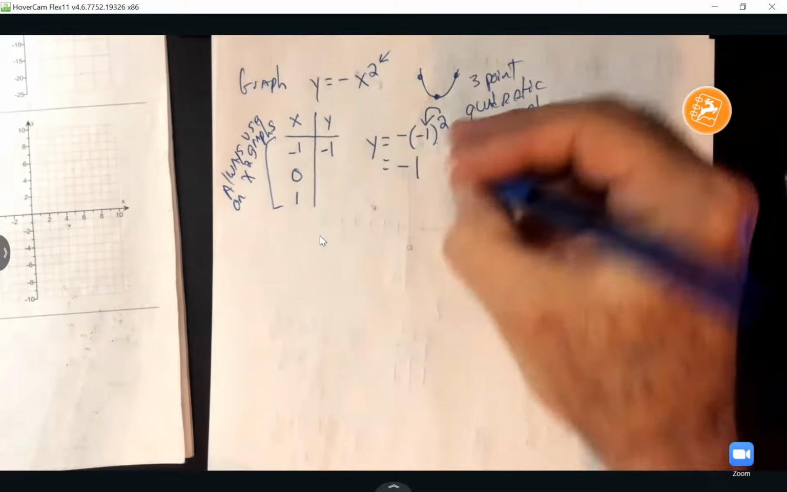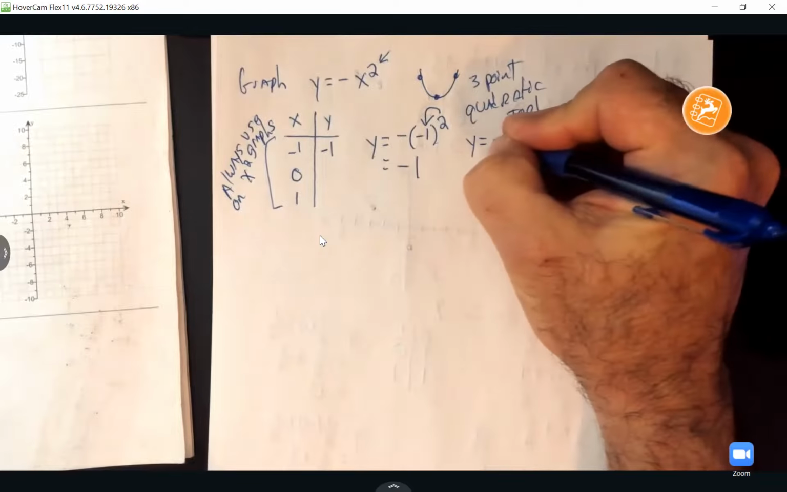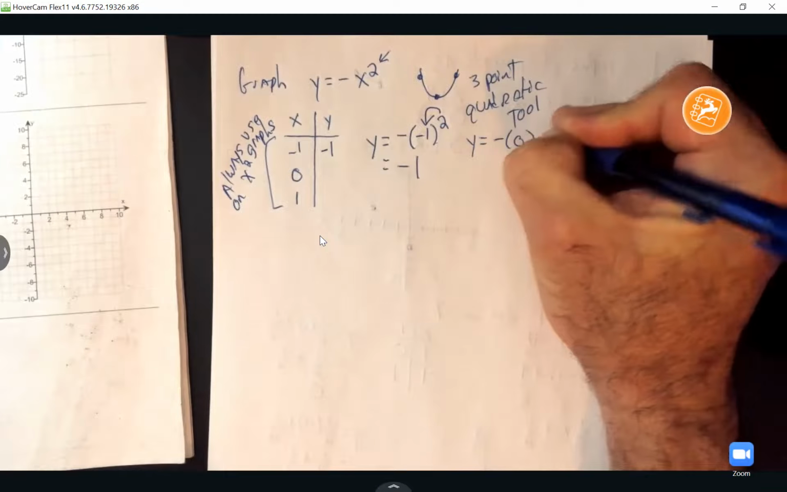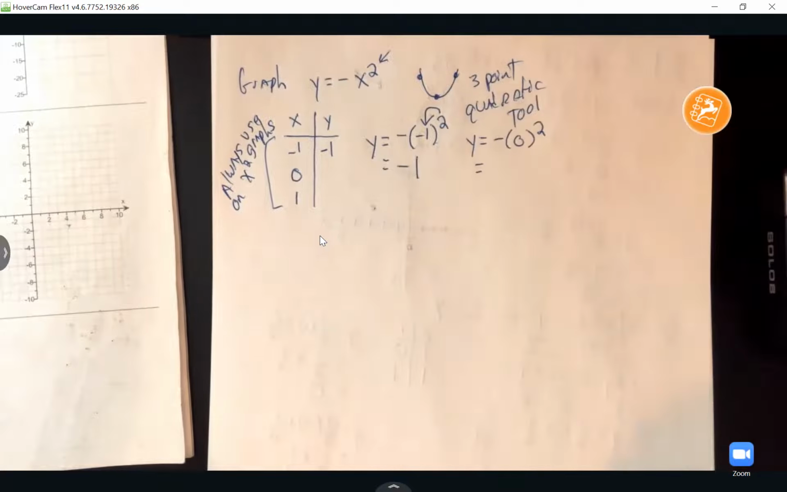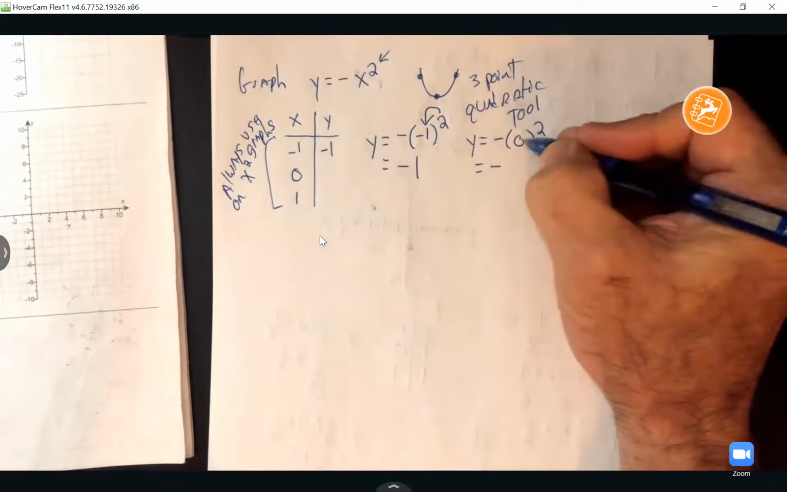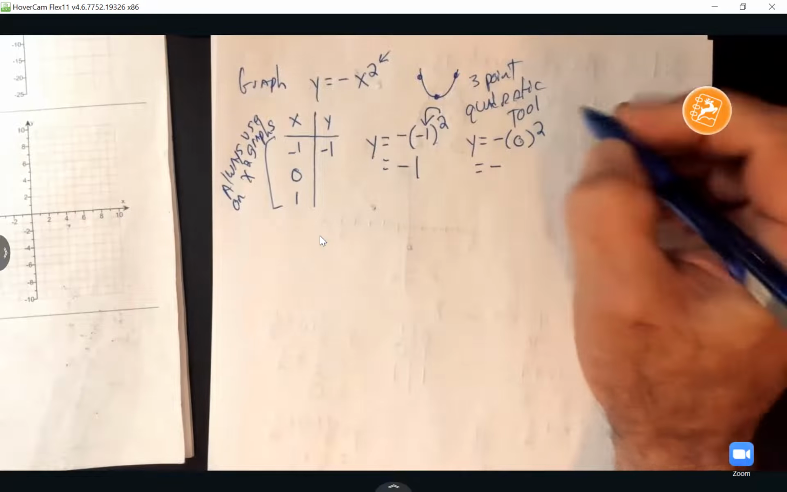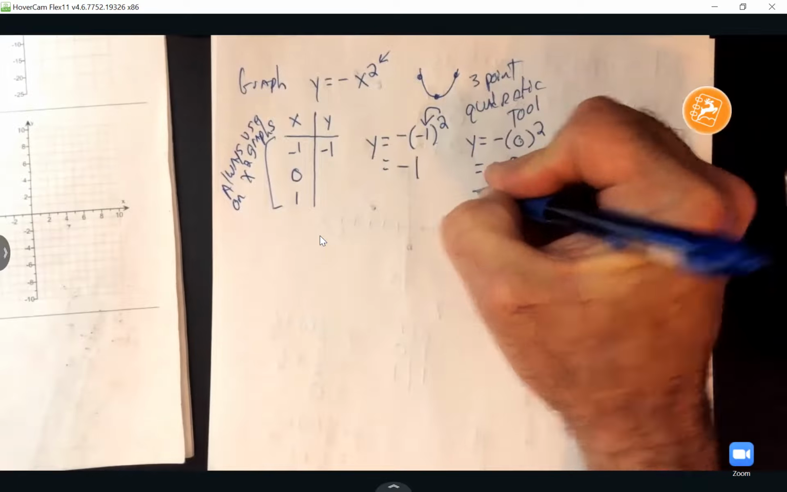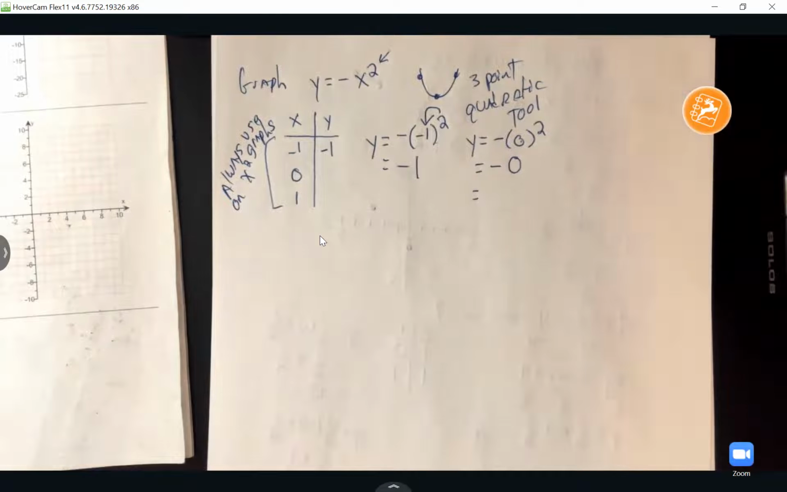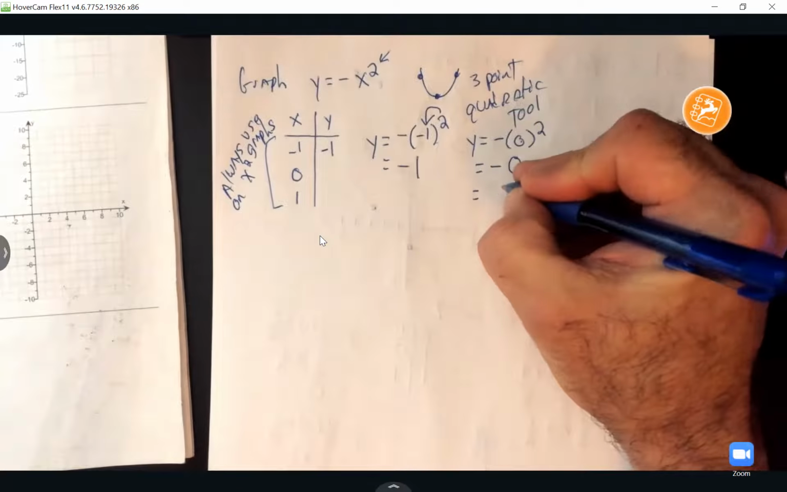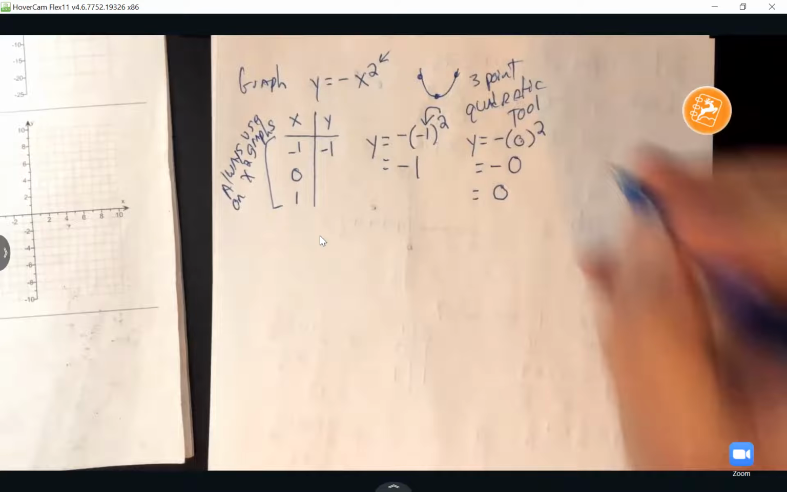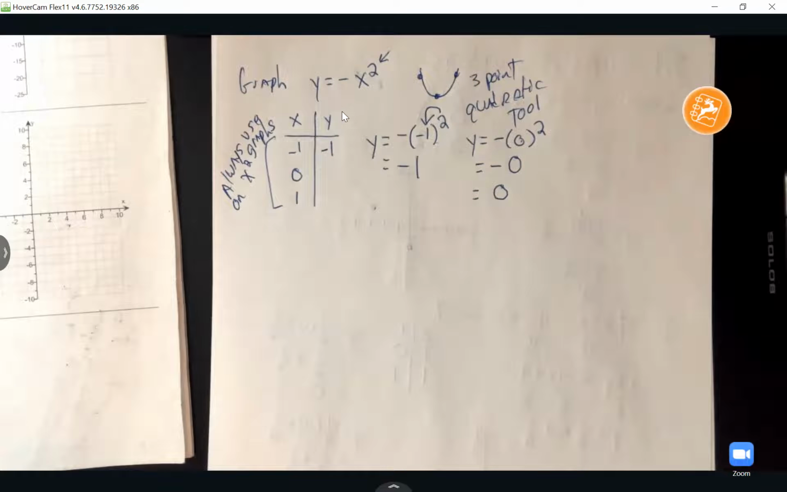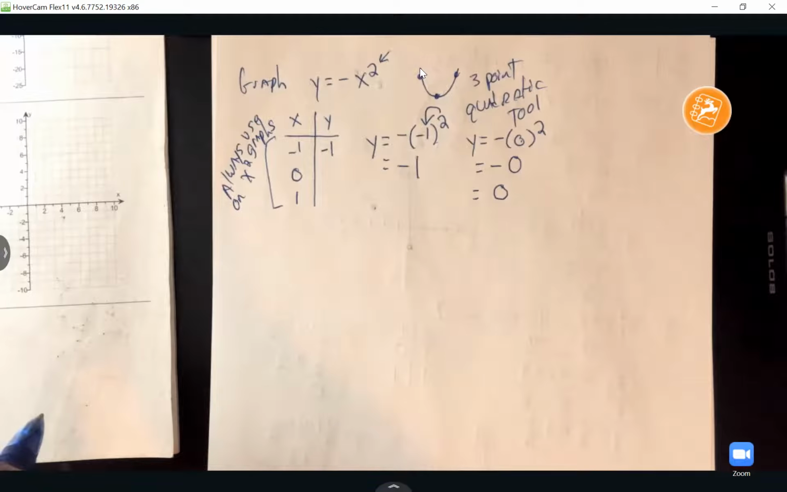Next, let's plug in the 0. So y equals negative times 0 squared. So bring down that negative. 0 squared is 0 times 0, which is 0. So y'all, that negative, we treat that like it's a negative 1. So a negative times 0 is still going to be a big 0, okay?